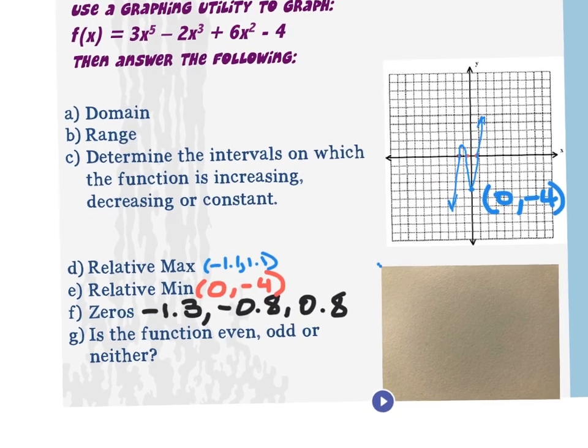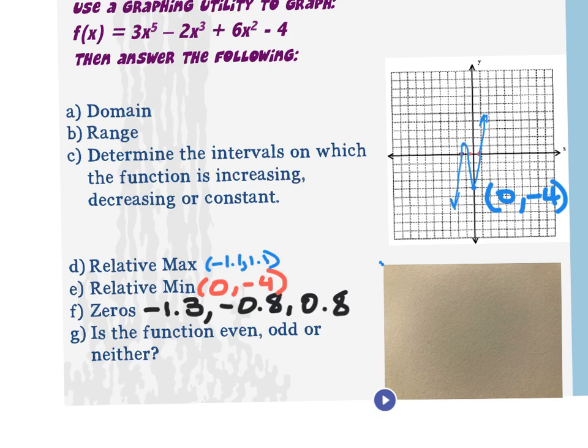So now based on this graph, what would you tell me the domain is? Negative infinity to infinity. I'm hoping that you're sleepy and that's not something you don't know. My arrows are pointing left and right, which means negative infinity to positive infinity. How about my range? Negative infinity to positive infinity. They are pointing down and up. Determine the intervals on which the function is increasing, decreasing, or constant.